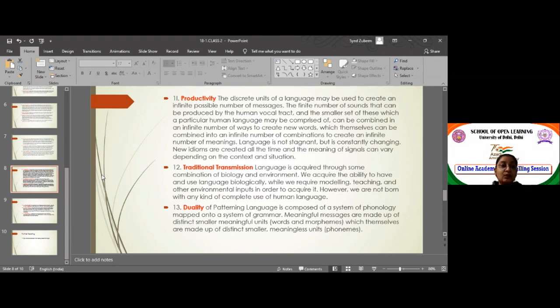Then we have productivity. What is productivity? The discrete units of a language may be used to create an infinite possible number of messages. The finite number of sounds that can be produced by the human vocal tract, and smaller sets of these which a particular human language may be comprised of, can be combined in an infinite number of ways to create new words, which themselves can be combined into an infinite number of combinations to create an infinite number of meanings. Language is not stagnant, it's certainly changing, right? It's constantly changing.